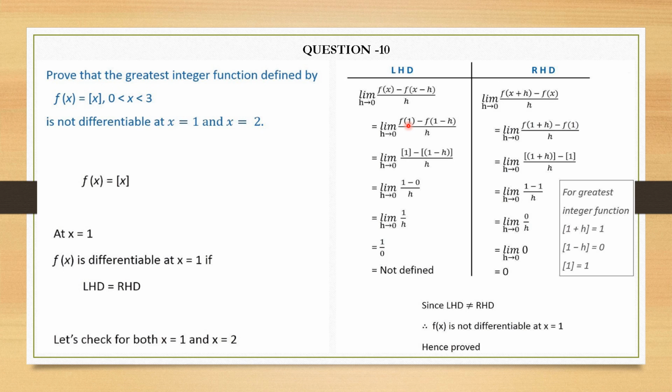We can take it as f(1) minus f(1 minus h), so integer function of 1 minus integer function of 1 minus h. What is the integer function of 1? 1 is itself an integer, so it is 1. For 1 minus h, for c minus h it will be c minus 1, that is 1 minus 1, that is 0. So it is not defined. For the right hand derivative, it is 1 plus h, which is 1 itself, and this is 1, and it also turns out to be 0. So LHD is not equal to RHD. The function is not differentiable at x equal to 1.